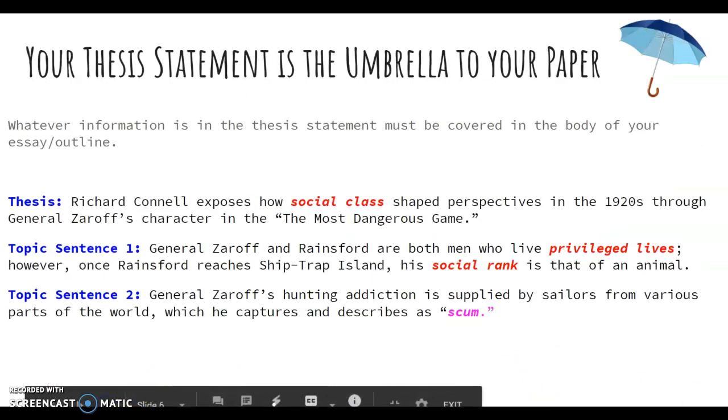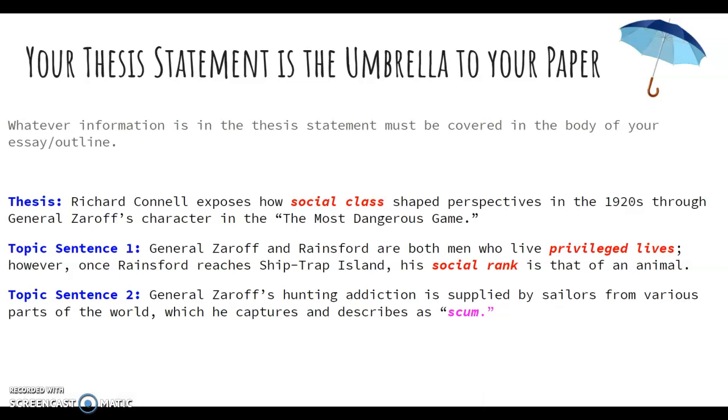Okay, and now we're going to be looking at your thesis statement. Essentially, it is an umbrella to your paper. So whatever you say in that thesis statement needs to be covered in the body portion of your paper. It's like the roadmap of your paper. Okay, in this case, it's the roadmap to your outline. Again, looking at that same thesis statement, Richard Connell exposes how social class shaped perspectives in the 1920s through General Zaroff's character in The Most Dangerous Game.